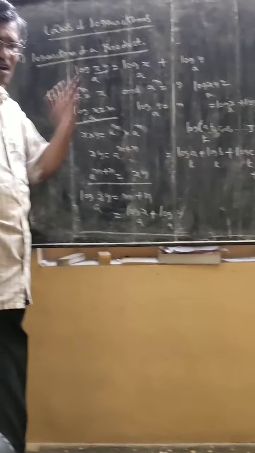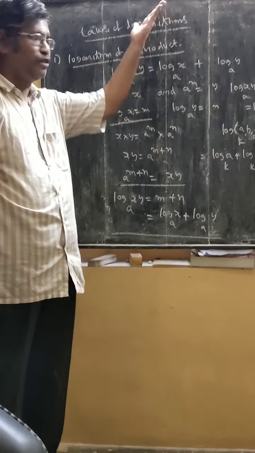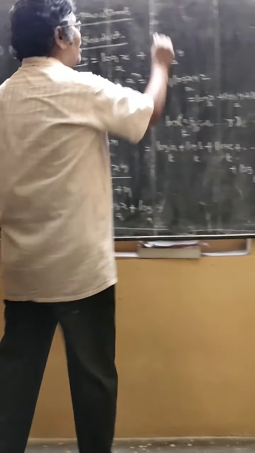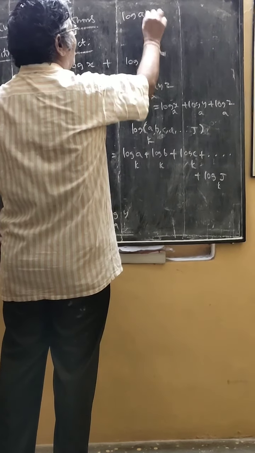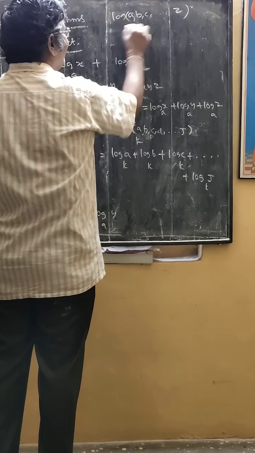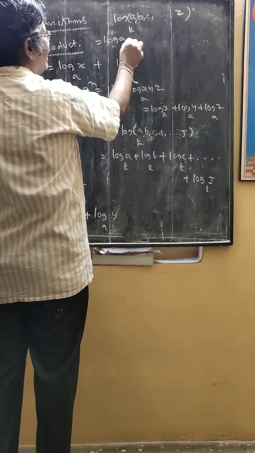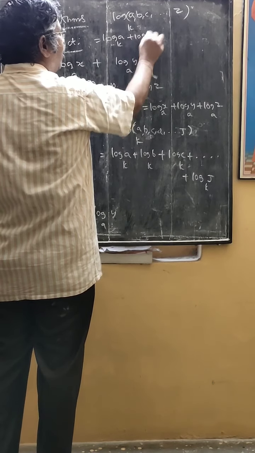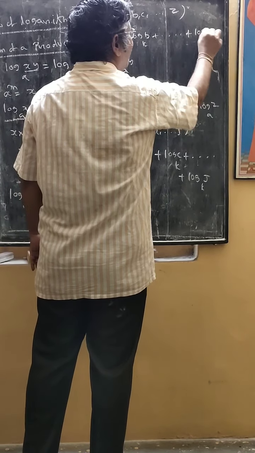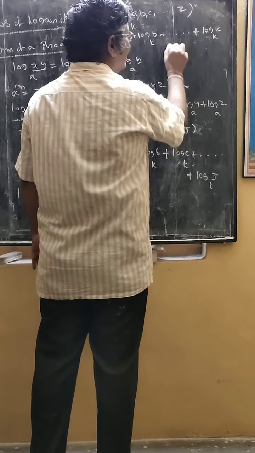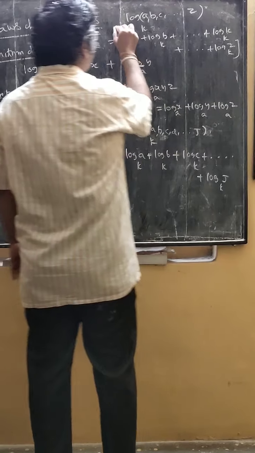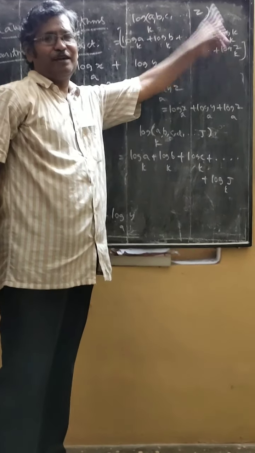Log k to the base k means 1. You may take up to z also. In that case, log k to the base k becomes 1. For your convenience, I want to write that also. Log of a, b, c up to z to the base k means the same: log a to the base k plus log b to the base k plus and so on. Here you will get log k to the base k, which becomes 1, plus and so on up to log z to the base k. I think your doubt is clarified. Log k to the base k becomes 1.